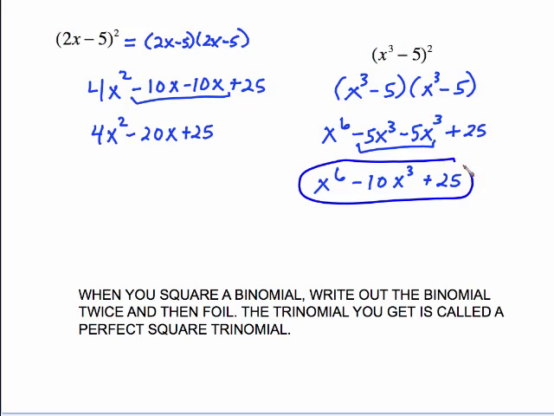So when you have to square a binomial, what you want to do is write out the binomial twice and then just use your FOIL. The trinomial you get is called a perfect square trinomial.